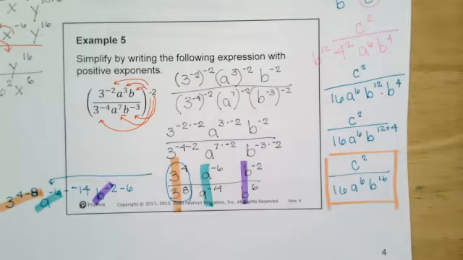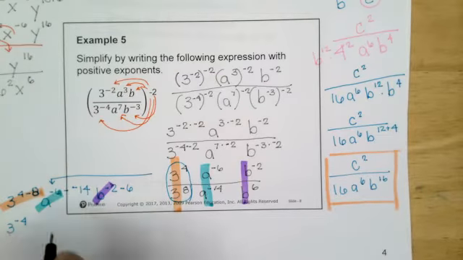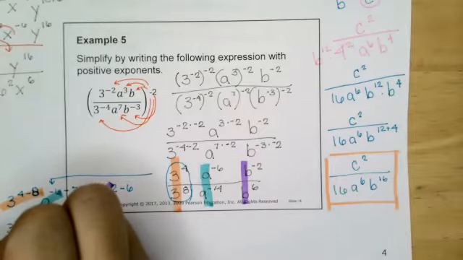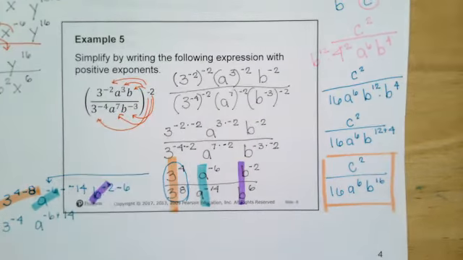Okay. And so that answer would be 3 to the -4, right? Because 4 minus 8 is -4. A to the -6 plus 14, right?